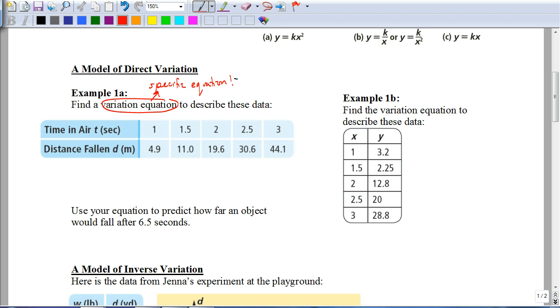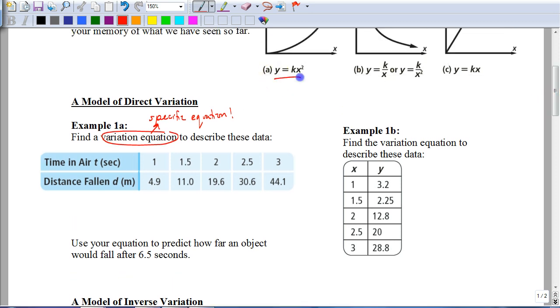They don't want the general equation. They don't want one of these. They don't want y equals k times x squared or k divided by x, k divided by x squared, or k times x. That's a general equation. They want a very specific variation equation. In other words, we want to know the value for k here.